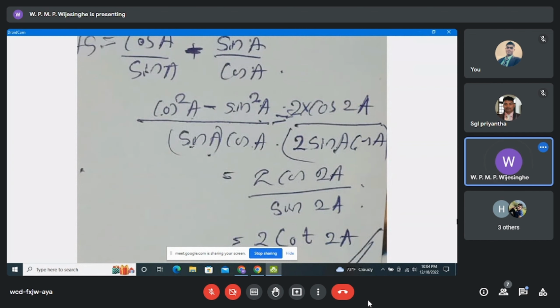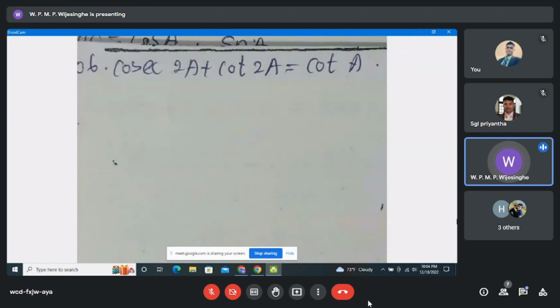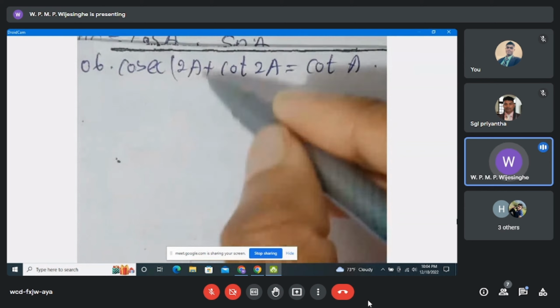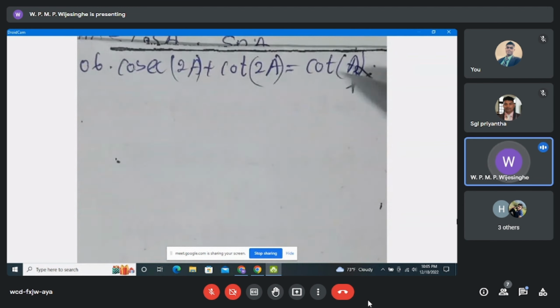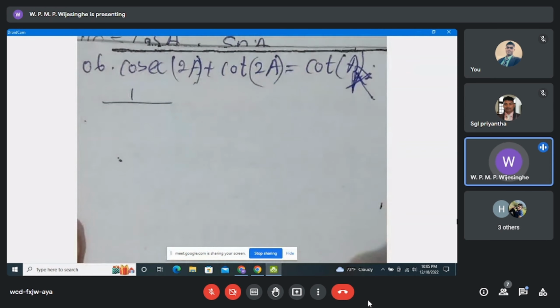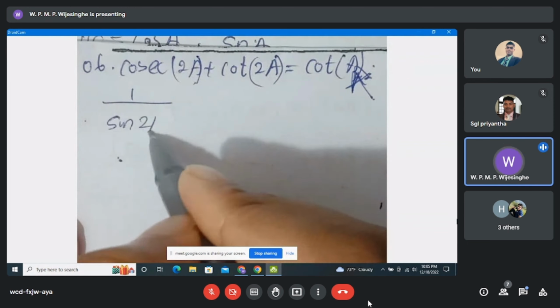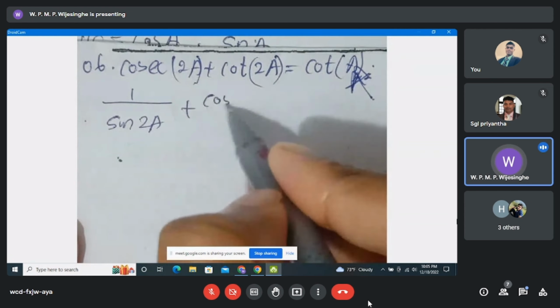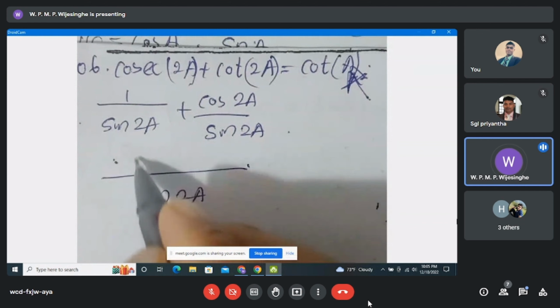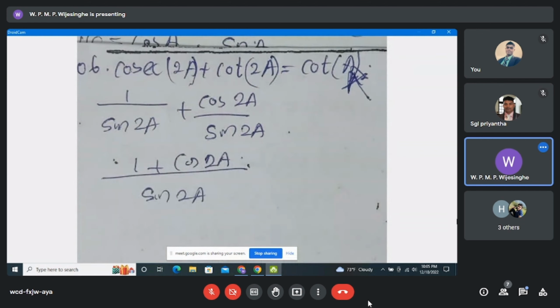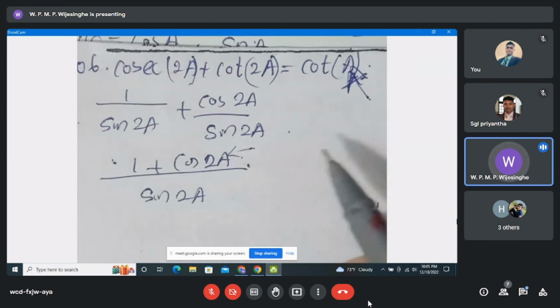Okay, next one. Cosec 2A plus cot 2A. Here 2A angle, here the final right hand side, it is half of this angle, right? So here also I write this sin and cos. These are familiar to us. Cosec 2A is 1 over sin 2A, plus cot 2A means cos 2A over sin 2A, right? Then common denominator sin 2A, 1 plus cos 2A, right? I should convert this into half of this angle.